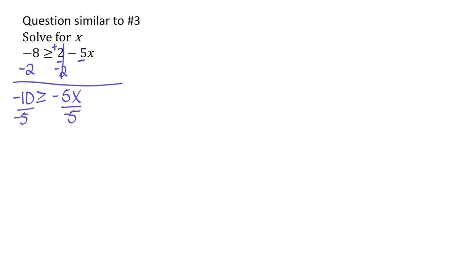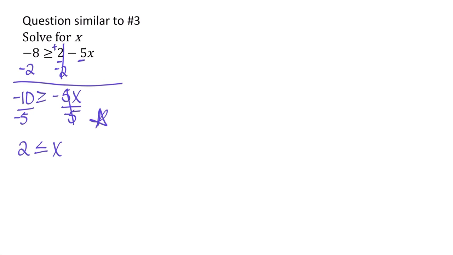So on the left side, I have negative 10 divided by negative 5, which is 2. Here's the new part of inequalities. I divided by a negative number, so I need to flip the inequality sign. It's not going to be a greater than or equal to, it's going to be a less than or equal to. Negative 5 over 5, negative 5 will cancel, and then I have x.